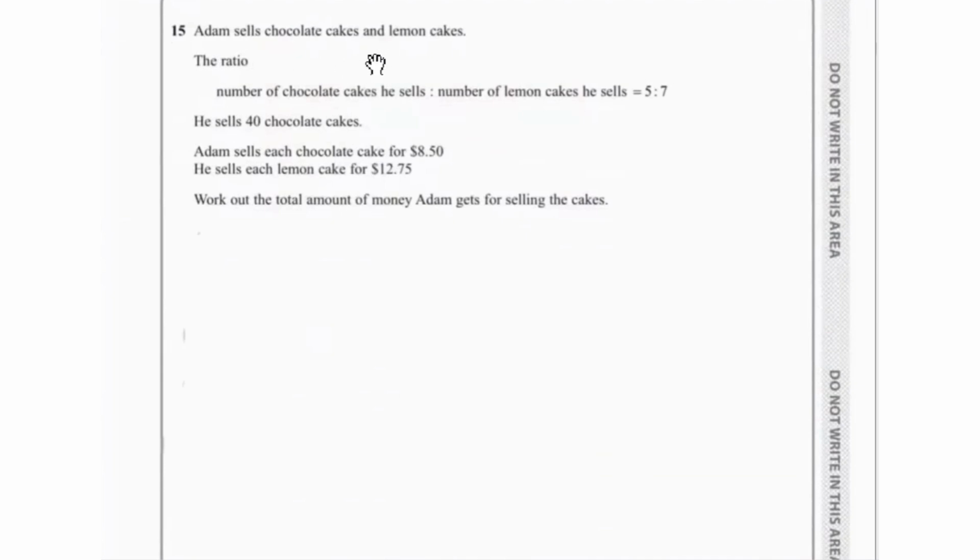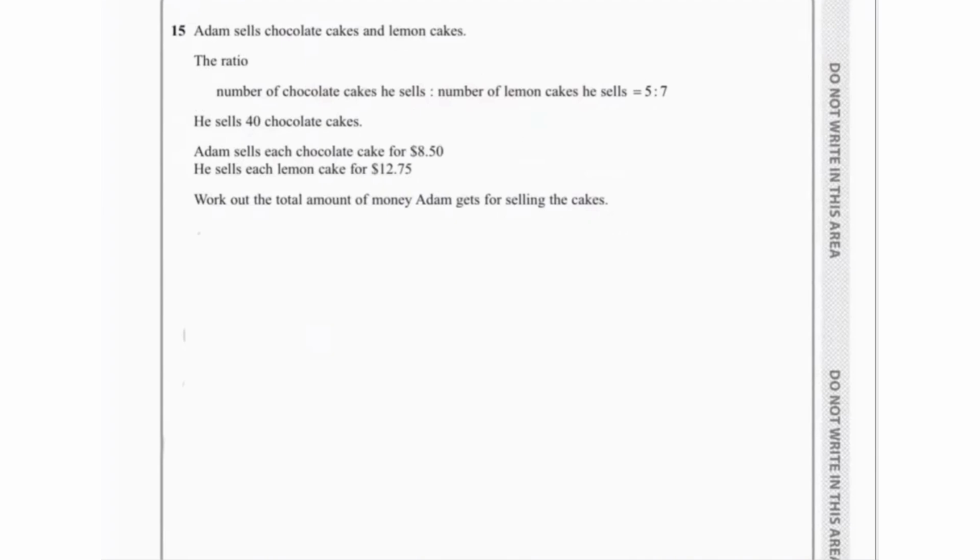Then Adam sells chocolate cakes and lemon cakes. The ratio of number of chocolate cakes he sells to the number of lemon cakes he sells is 5:7. He sells 40 chocolate cakes. Adam sells each chocolate cake for $8.50. He sells each lemon cake for $12.75. Work out the total money Adam gets for selling cakes.